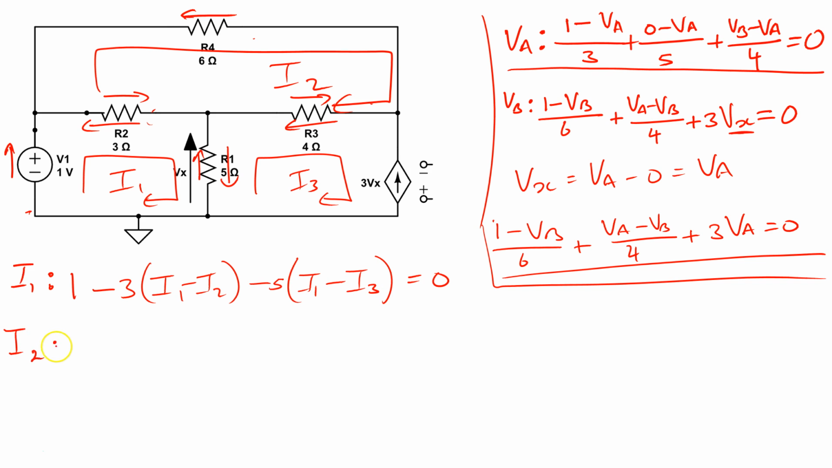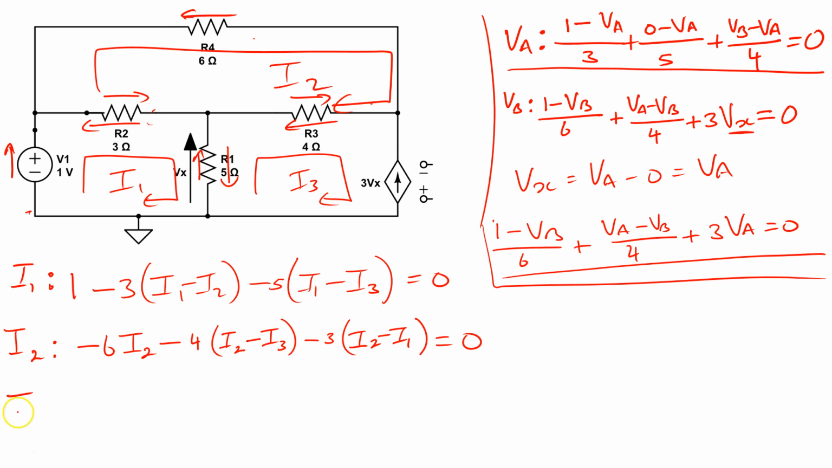For I2, I'm going to start at this point here and go around. So for I2 it will be minus 6 I2 minus 4 I2 minus I3 minus 3 I2 minus I1 is equal to 0.